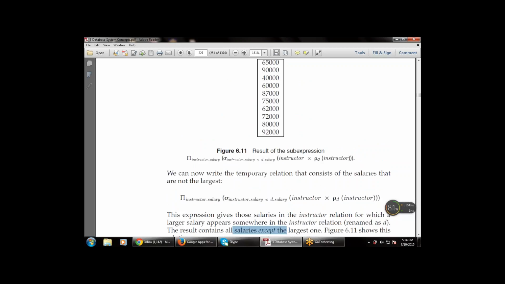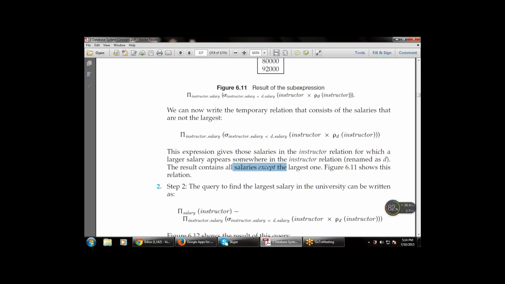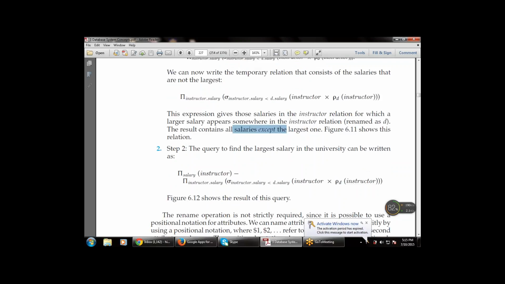Figure 6.1 shows the output of this expression. Now what is step 2?